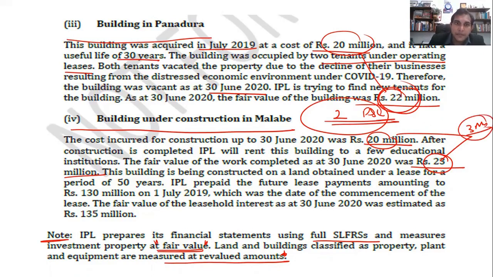Okay. Then this building is being constructed on a land obtained under lease for a period of 50 years. IPL prepaid future lease payment amounting to 130 million. What do you mean by that? On 1st of July 2019. Okay.